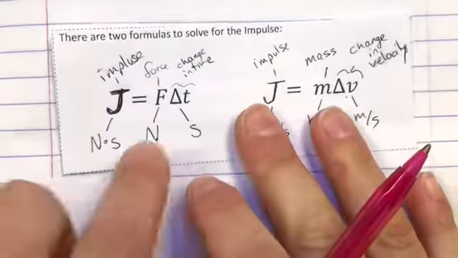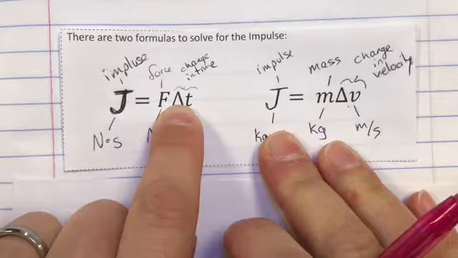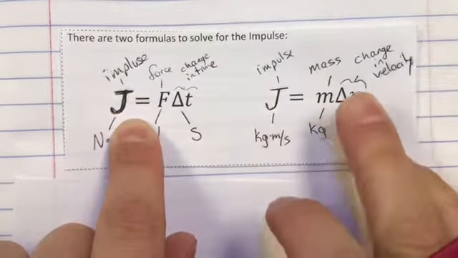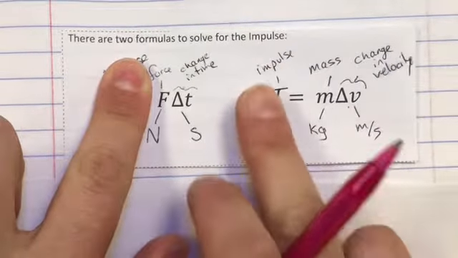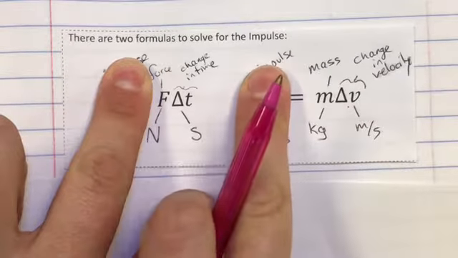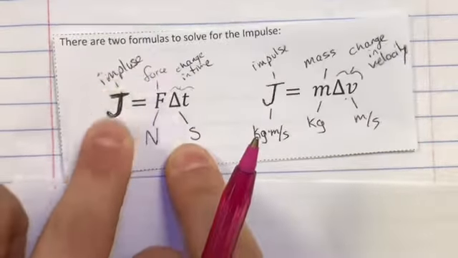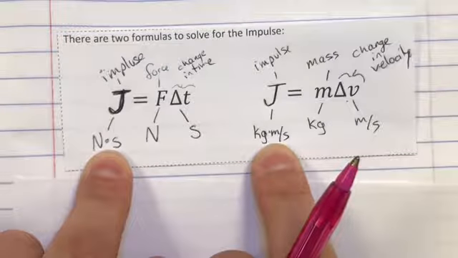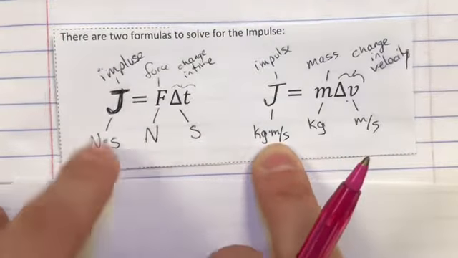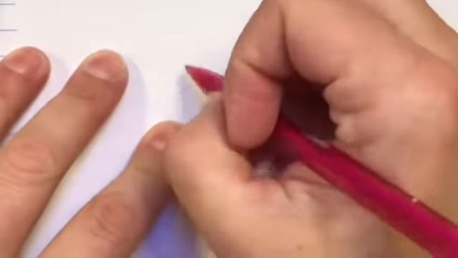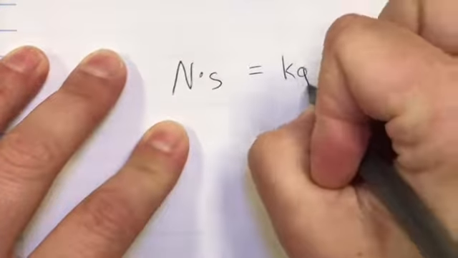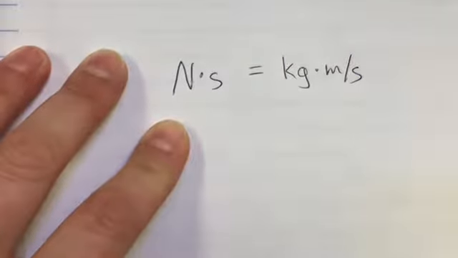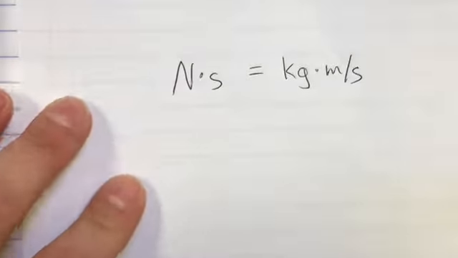Okay, so what this is saying is that force multiplied by time is equal to impulse. Mass multiplied by change in velocity is equal to impulse. So force multiplied by time is equal to mass times the change in velocity, which means Newton seconds must be equal to kilogram meters per second. I'm going to prove to you that that is true. All right, so I'm proving to you that Newton seconds is equal to kilograms times meters per second. Does everyone understand what I'm trying to prove? Yes. Okay.